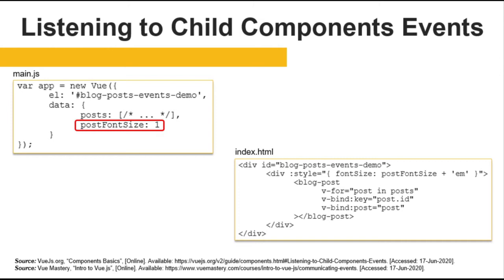Listening to child components events. As we develop our blog post component from the previous lesson, some features may require communicating back up to the parent. For example, we may decide to include an accessibility feature to enlarge the text of blog posts while leaving the rest of the page its default size. In the parent, we can support this feature by adding a post font size data property as shown in the given screenshot of code.